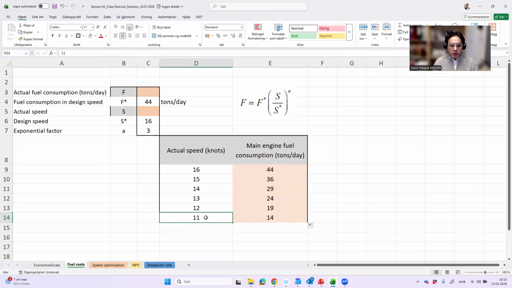I hope you find it useful. This is a very simple example, but it can be used in many other complex examples. For example, when we calculate economies of scale, we also look into fuel consumption. When we are dealing with speed optimization, considering freight rate and fuel price, we also look into fuel consumption. So we can estimate fuel consumption from this equation and use it in many other kinds of analysis. Okay, good luck. Hope you find it useful.